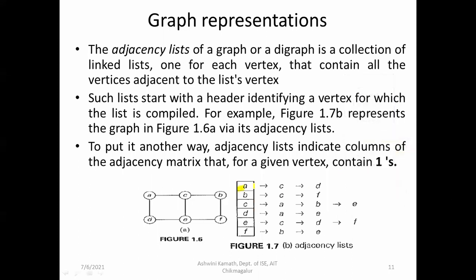Okay, this is one entire singly linked list. Again, if you consider this, this is also an entire singly linked list. For each node, we'll be having a singly linked list. Such a list starts with the header identifying a vertex for which the list is compiled. To put it in another way, adjacency lists indicate columns of the adjacency matrix that for a given vertex contain one. Okay, it's a column. That is, you can take the column of the adjacency matrix and write the adjacency list directly.